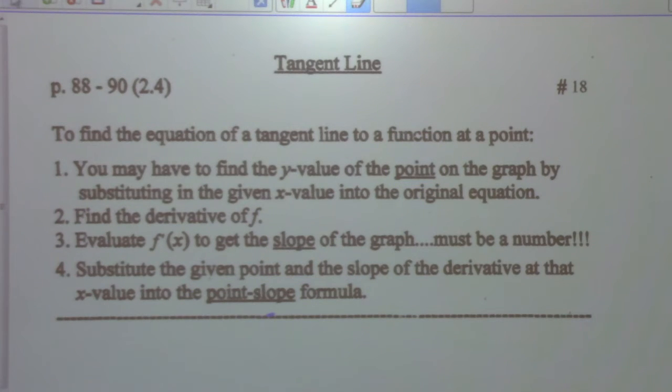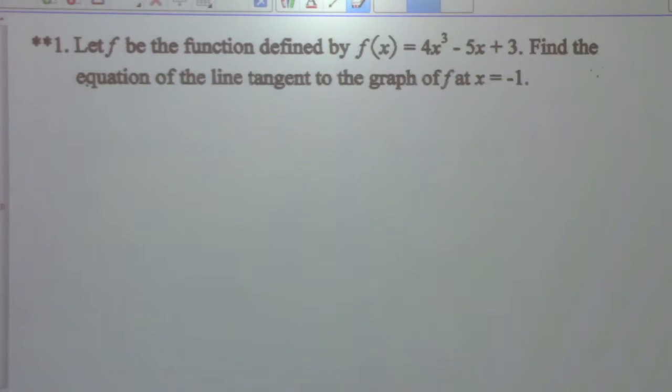So let's look at this first problem here. I would like you to take a stab at that based on what we've done. I think most of you, if not all of you, should be able to do this.